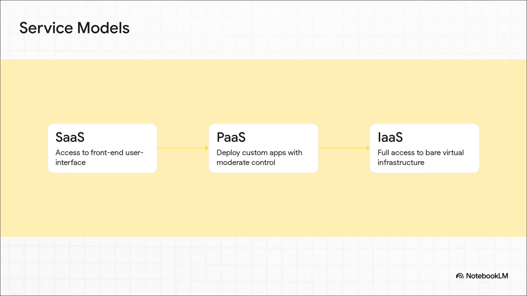And step 3 is infrastructure as a service, or IaaS. This hands you self-contained, bare IT resources like virtual servers and storage. The absolutely crucial takeaway here is recognizing how the burden of control and maintenance heavily shifts from the provider over to you, the consumer, as you move down from SaaS to IaaS.